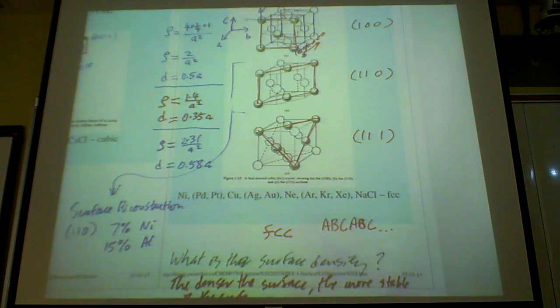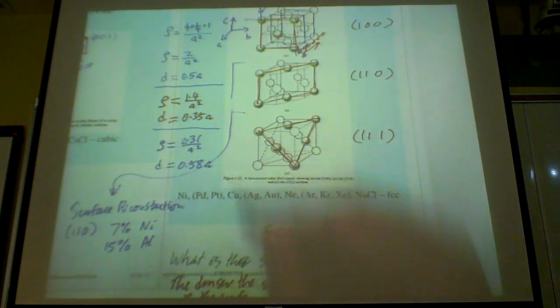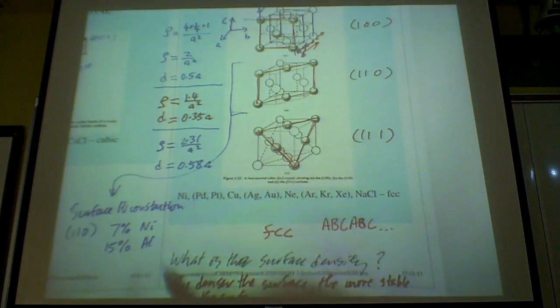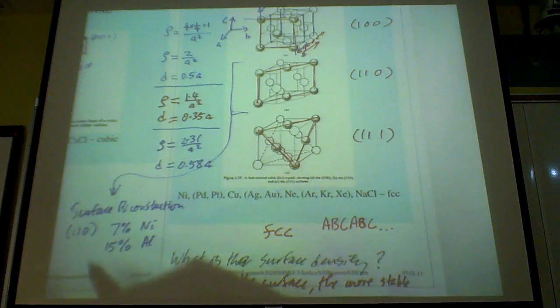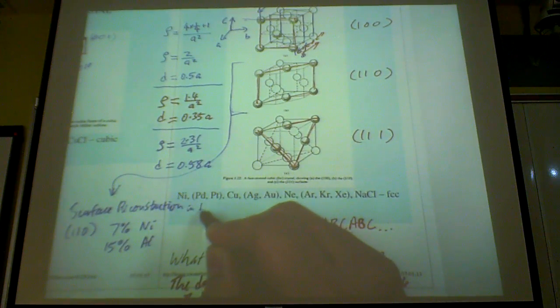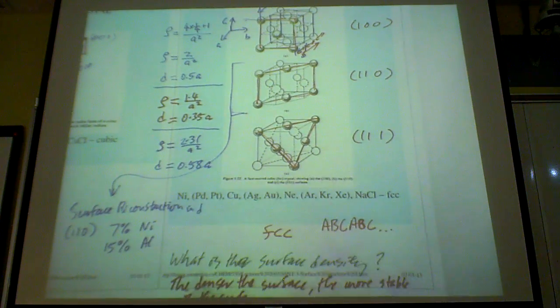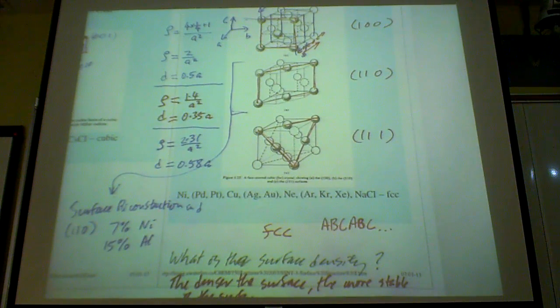Experimental data that people found. Just to point out, this is reconstruction in the depth direction, in D, the in-plane spacing. So this is surface expansion. It expands by 7% in the case of nickel. It expands twice as much in aluminum, right? So this is hard data that people discovered.